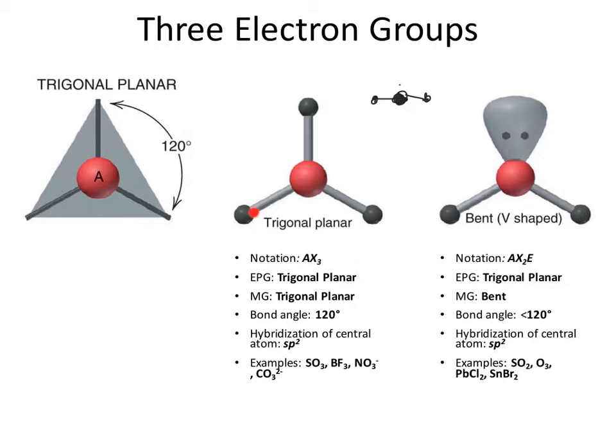So when the structure is the same as your electron pair geometry, so 1, 2, 3, you'd have a steric number of 3, that would be your EPG. And because there are no lone pairs, your molecular geometry is the same as your electron pair geometry.